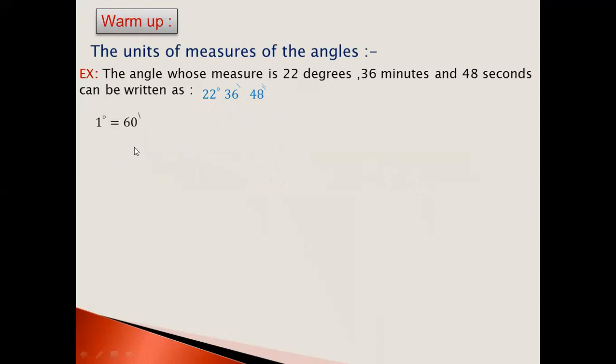And we need to remember that 1 degree is equivalent to 60 minutes, and 1 minute is equivalent to 60 seconds. But if we need to convert from degrees into seconds, we multiply 60 by 60. So 1 degree is equivalent to 3,600 seconds, because 1 degree is equivalent to 60 minutes, and we multiply by 60 to convert it into seconds. So it's going to be 3,600 seconds.